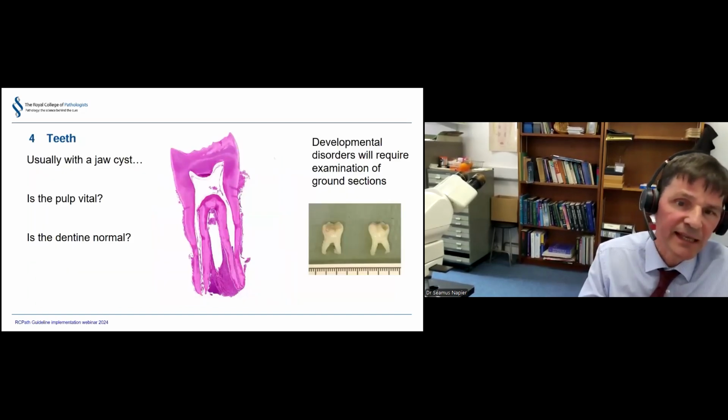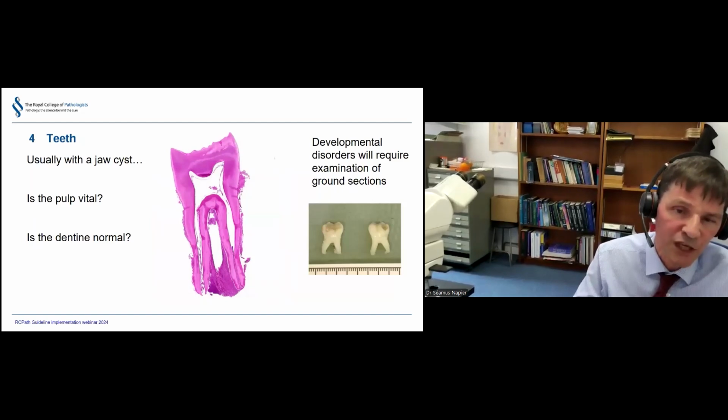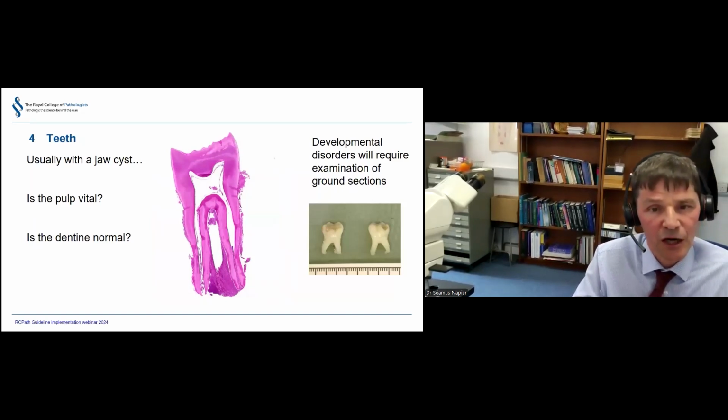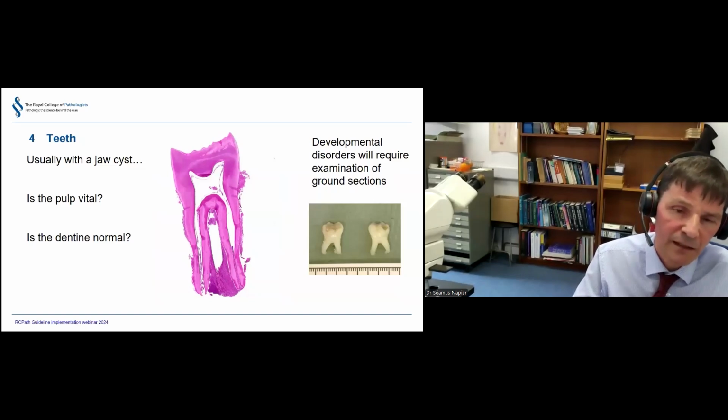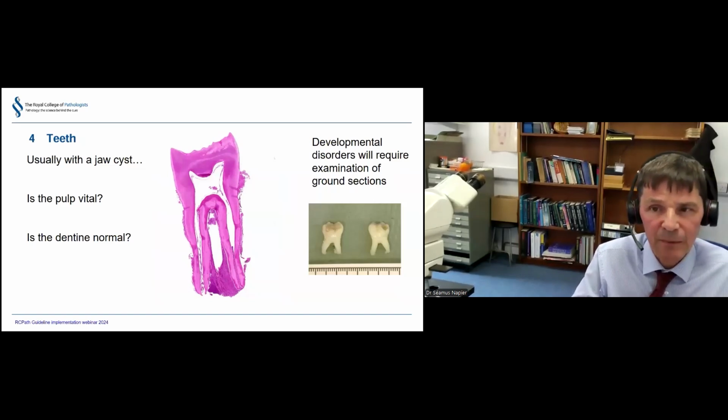The essence with teeth is that we would like to see the pulp chamber, the whole of the pulp chamber if possible, and that allows us to determine if the pulp is vital and if the dentine is normal. If we're dealing with developmental disorders, then usually ground sections are required for that. The main advantage of examining teeth for developmental defects is to allow us to exclude them. Most information that's of value to clinicians is knowing that teeth, in fact, do not suffer from a developmental anomaly.